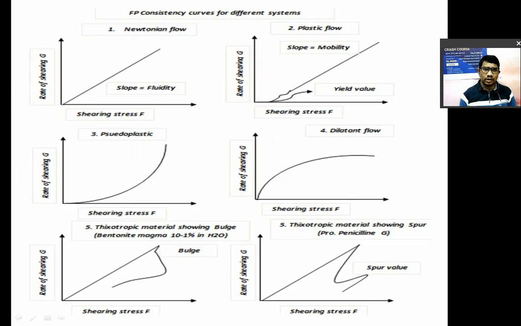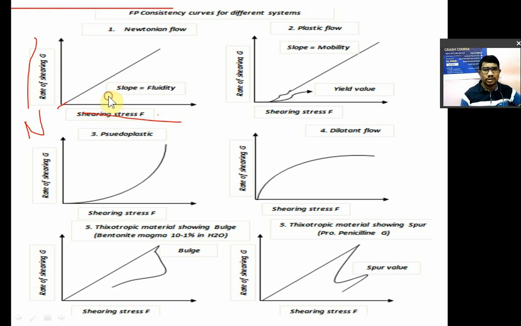Now those liquids which follow Newton's law are known as Newtonian liquids. If you plot shearing stress versus rate of shear, meaning force and rate of shear, for Newtonian liquids you know that F is directly proportional to G. So if you increase the stress, the shear rate also increases proportionally. That's why you get a straight line graph. It is also known as a consistency curve or rheogram.